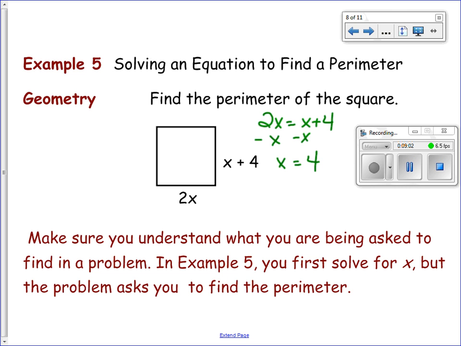They're asking you to find the perimeter, so we are not done yet. We just found out what x is. So we are right now going to substitute 4 wherever you see x. Each of these sides is 8. 8 times 4 is 32, so the perimeter is going to be 32 units.